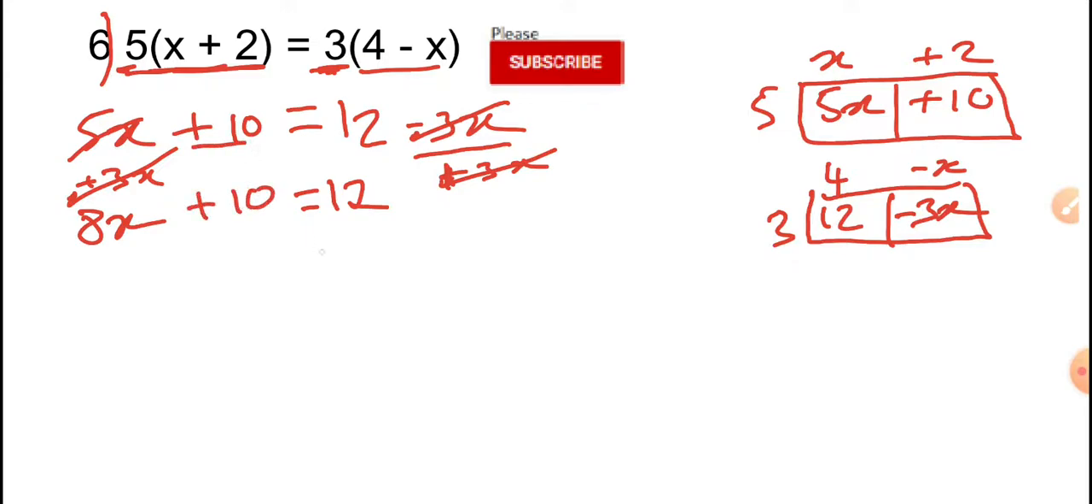Then to get the x on its own, I need to get rid of the plus 10, so that means I have to take away 10 from both sides. So take away 10 on the left hand side and then take away 10 on the right hand side. So 12 take away 10 on the right hand side is 2, and on the left hand side the plus 10 and minus 10 cancel out, leaving just 8x.